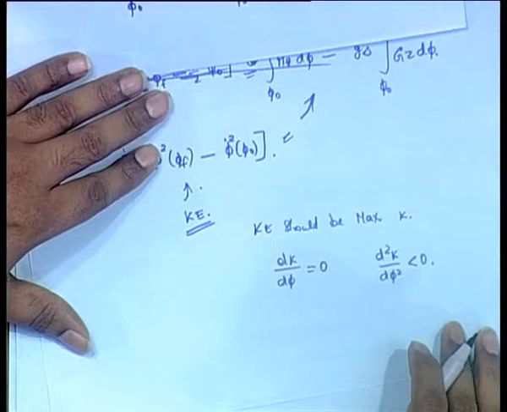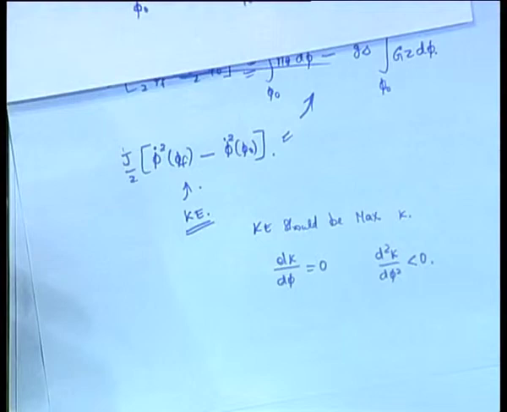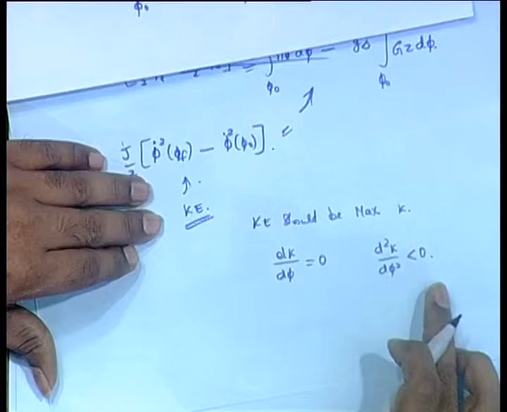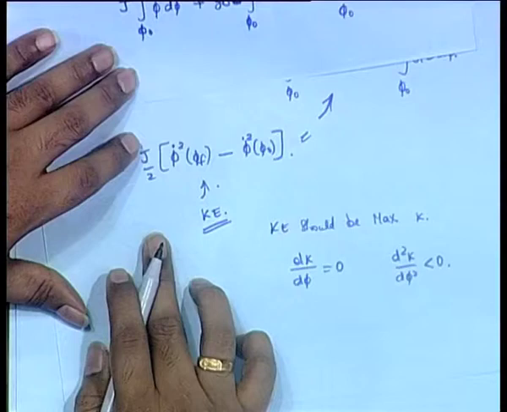That means, at what phi is k maximum? That is what we are trying to find. At what phi is k maximum? Therefore, dk by d phi should be 0, and d square k by d phi square should be less than 0. So this represents k.